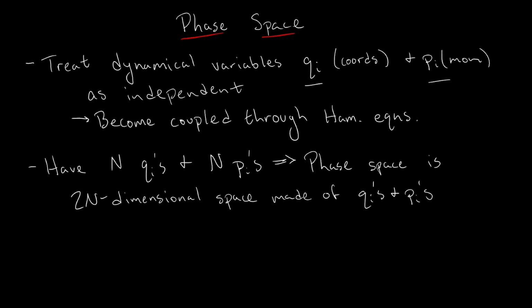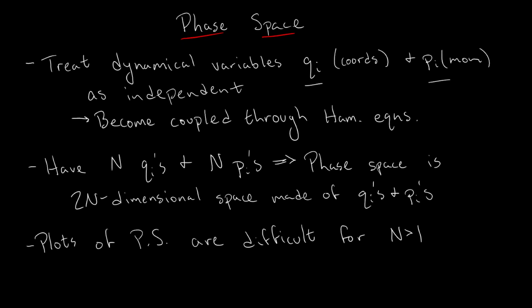So as we'll see, this can be very helpful for even just simply picturing what's going on in a system. Phase space can be very helpful. The unfortunate thing about it is that plots of phase space, let's call it PS, are difficult for n greater than 1.